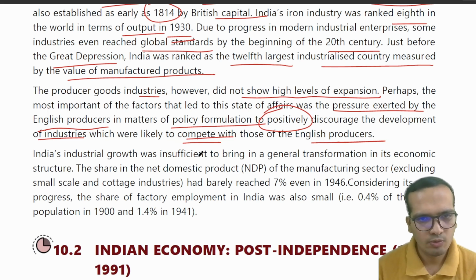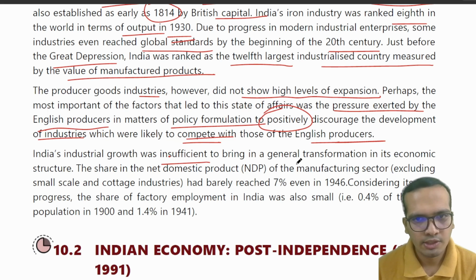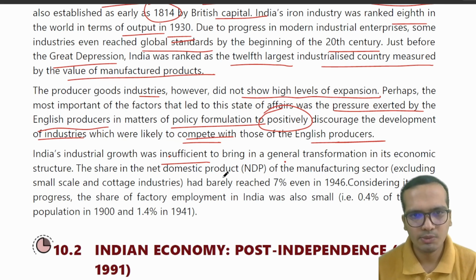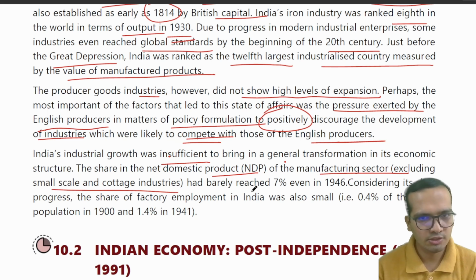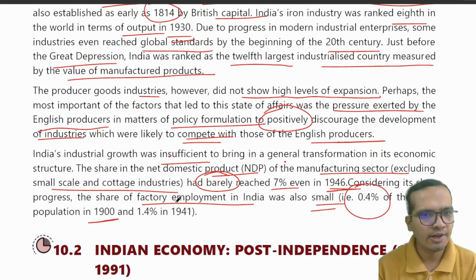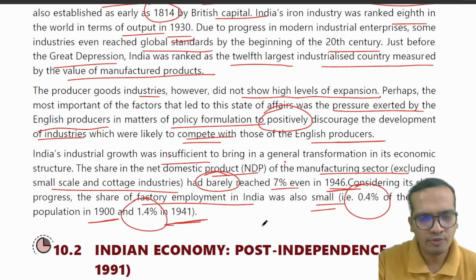India's industrial growth was insufficient to bring in a general transformation in its economic structure. The share in the net domestic product (NDP) of the manufacturing sector, excluding small scale and cottage industries, barely reached 7% even in 1946. Considering its low progress, the share of factory employment in India was also small, that is 0.4% of the total population in 1900 and 1.4% in 1941. मतलब ज़्यादा एम्प्लॉयमेंट फैक्ट्री डिपेंडेंट नहीं थी.